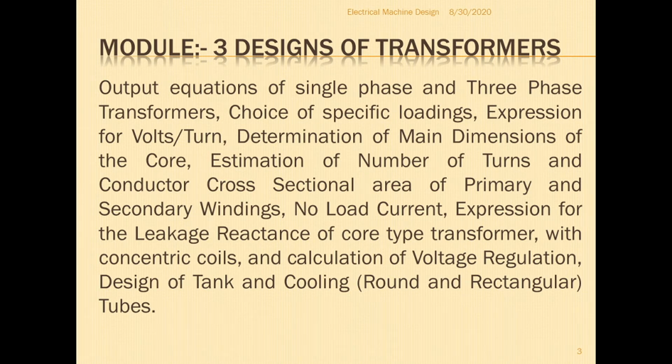Next, you will be learning in the second part the no load current expression, then expression for leakage reactance of core type transformer. No load current derivation is there. Then the output equation also, single phase and three phase transformer output equation, that is also a derivation, correct. Expression for the leakage reactance of core type transformer, this is also a derivation. So you will be making some 8 assumptions before going for the actual derivation of the leakage reactance of the transformer with concentric coils, and calculation of voltage regulation.